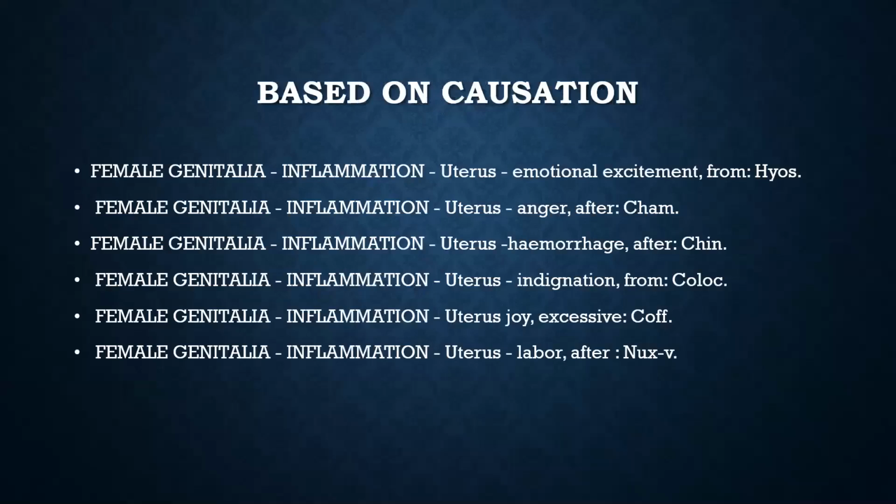That is female genitalia inflammation. Mainly there is a mind symptom in here. So female genitalia inflammation uterus, emotional excitement from, only one remedy again, Hyoscyamus. If it is inflammation of the uterus after anger, it is Chamomilla. Inflammation of the uterus after hemorrhage, China. After or from indignation, it is Colocynth. The inflammation of the uterus because of joy and excessive joy, then we talk about Coffea. Then we have inflammation of the uterus after labor, that is Nux vomica.